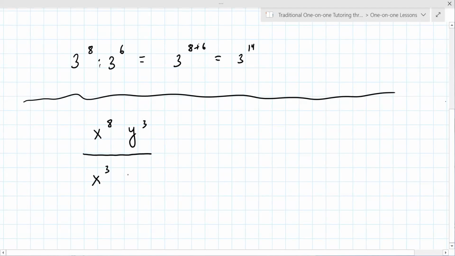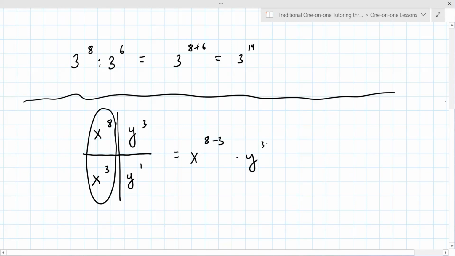x to the third y to the first, it's kind of two separate problems. You have this part, which is 8 minus 3, and then you have this part, 3 minus 1. So it's x to the fifth times y squared.